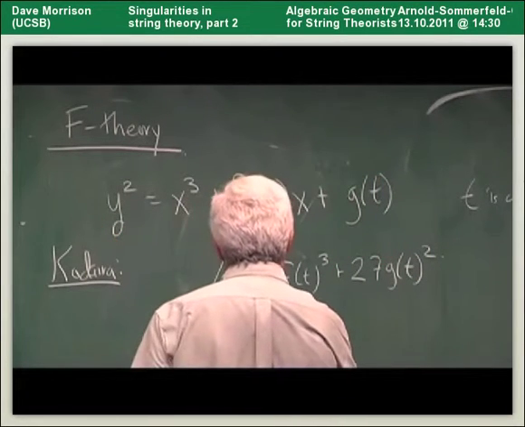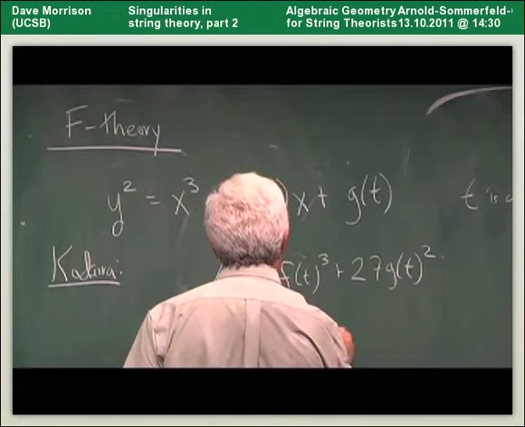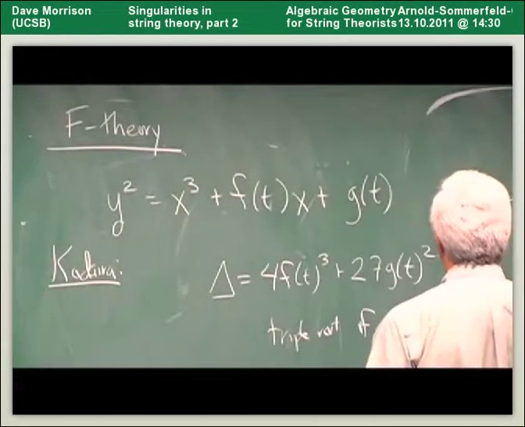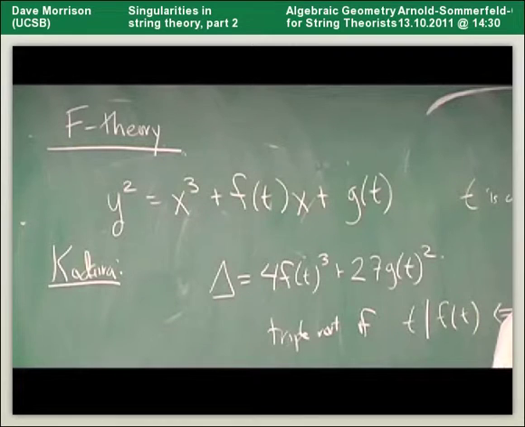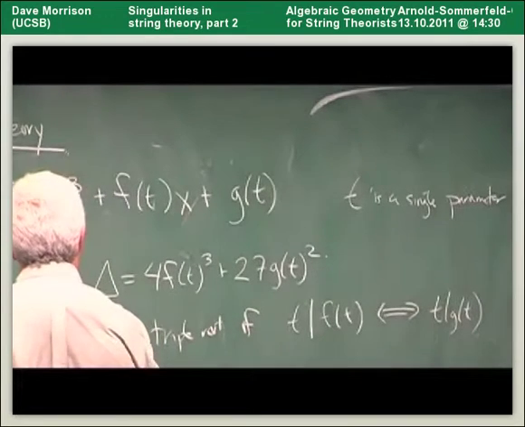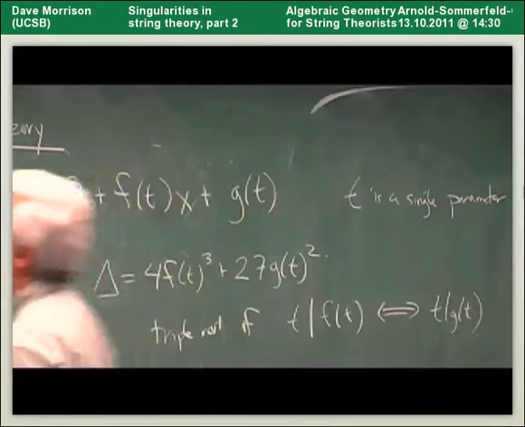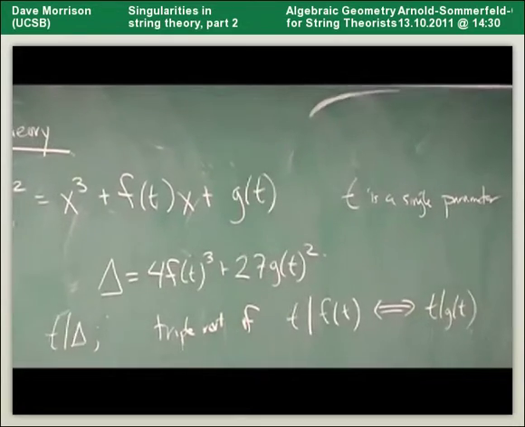And you could tell that it was a triple root exactly when T divides F, or if and only if T divides G. Right? So I'm assuming that T divides delta. And then I get a triple root if and only if that happens. So the double root case turns out to be the case where I end up with the A_{n-1} singularities.